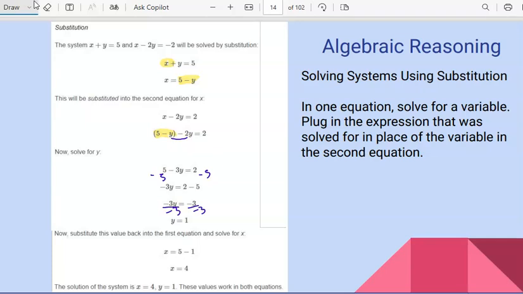Now once you get that answer, you're going to substitute this value back into the first equation to solve for the x. So we have x equals 5 minus 1, x equals 4. If we start from the very beginning of the equation, we would have this step, and then you subtract the 1 from each side.